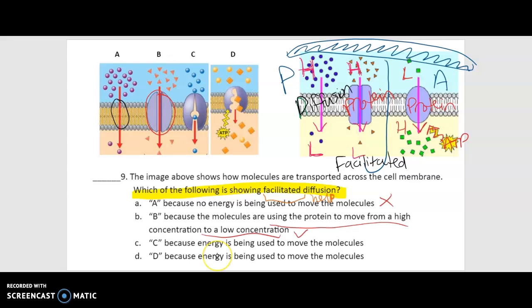C because energy is being used. Well, that makes that active. Facilitated diffusion is passive, so we're going to put an X there. And then D because energy is being used to move the molecule. Once again, that's active. We need passive. And if you go back and look at C, C is another example of passive transport. Our best answer for 9 is going to be B.